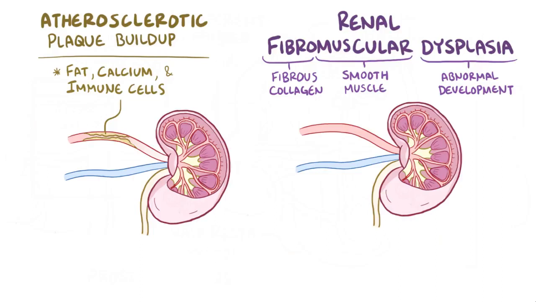So renal fibromuscular dysplasia is when something goes wrong with connective tissue and smooth muscles in the walls of the renal artery, resulting in a series of bulges and narrow spots that leaves the artery looking like a string of beads, instead of a uniform cylinder.